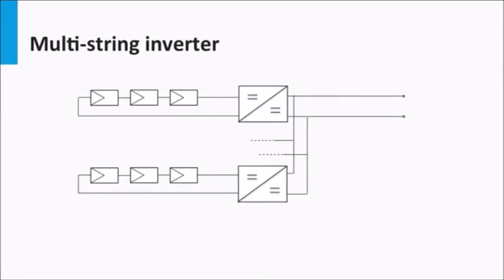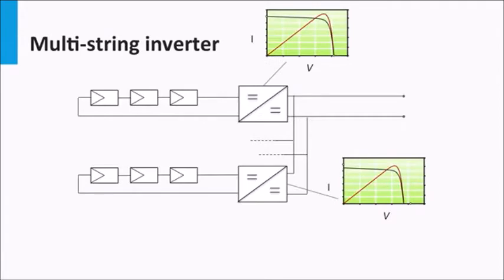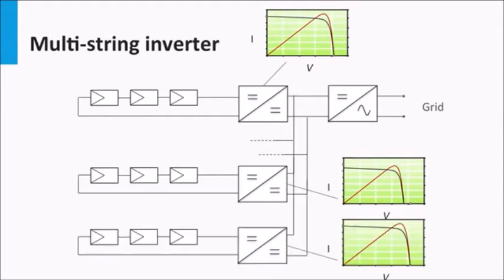Finally, the multi-string inverters. This concept seeks to combine the higher energy yield of a string inverter with the lower costs of the central inverter. Each of the strings is pre-power processed using low power DC-DC converters. Each string has its own maximum power point tracker implemented alongside the DC-DC converter. All the converters are connected via a DC bus to the inverter and ultimately to the grid.